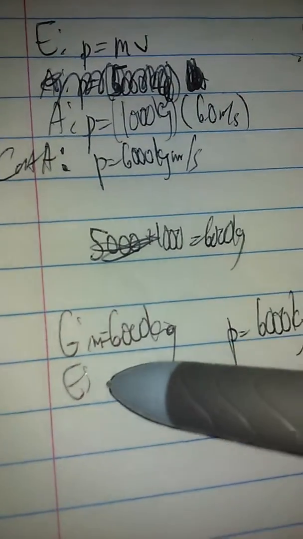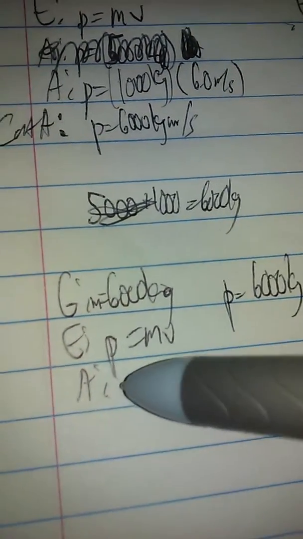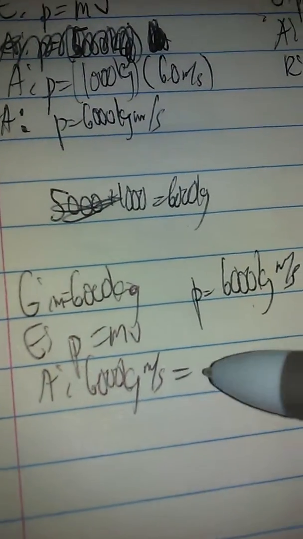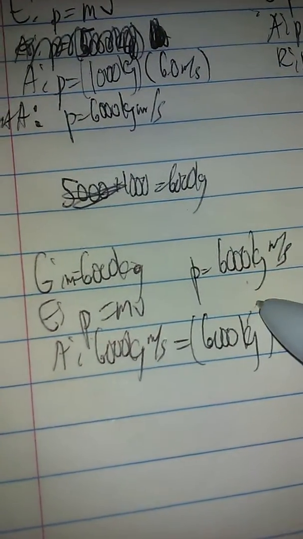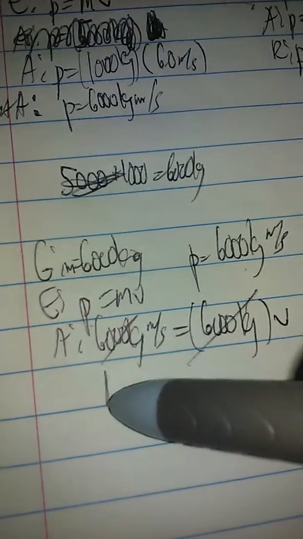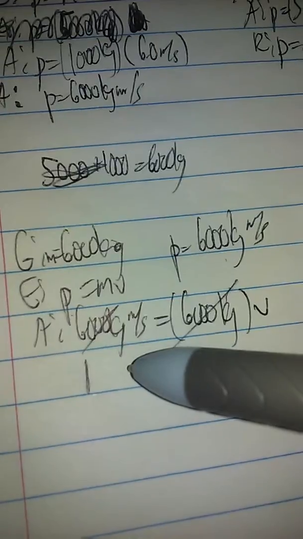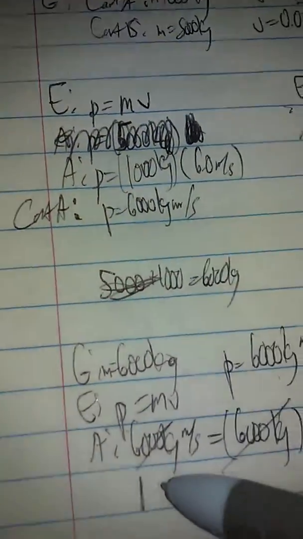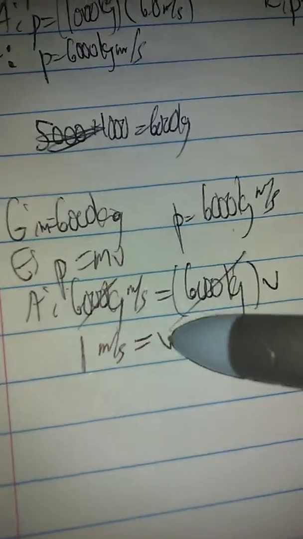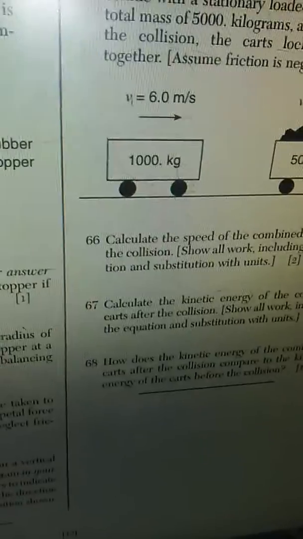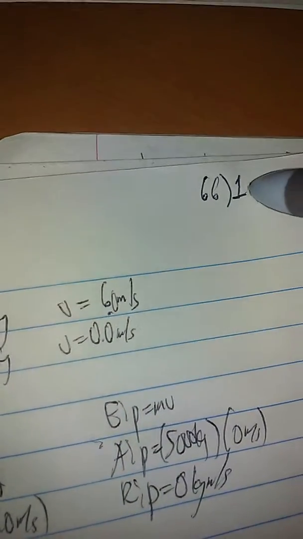Now the equation, we're going to use the same one: P equals mv. So 6,000 kilogram meters per second, that's P, equals M, which is 6,000 kg, times velocity. So we just divide by 6,000. That gives 1 meter per second, equals V. Okay, that's the answer for 66: 1 meter per second.